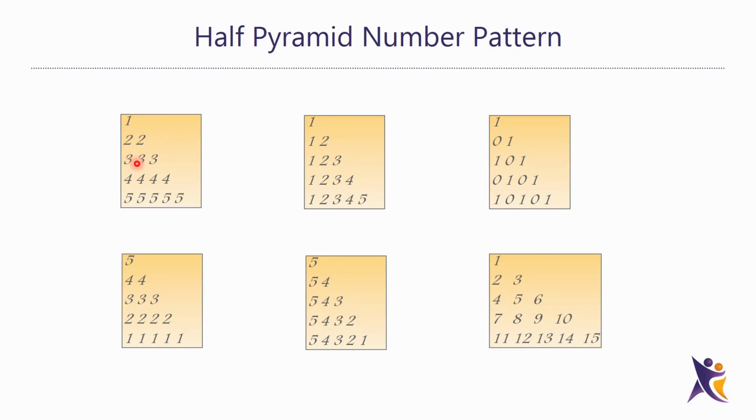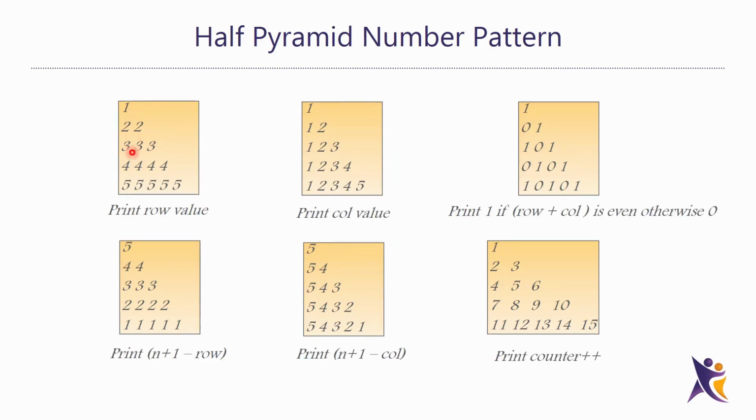So instead of a star, you print the number, based on the pattern. To print this pattern, just print the row number, since this is the first row, second row, third row, fourth row, fifth row. Here, if you want this kind of number pattern, just print the column number, because this is the first column, second column, third column. This binary number pattern we have already seen in the square. If the row plus column value is even, print 1, otherwise 0.